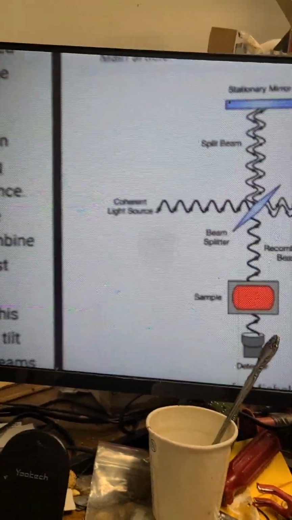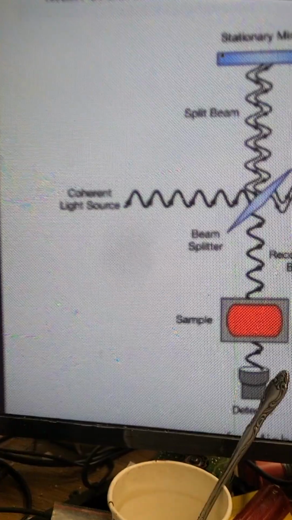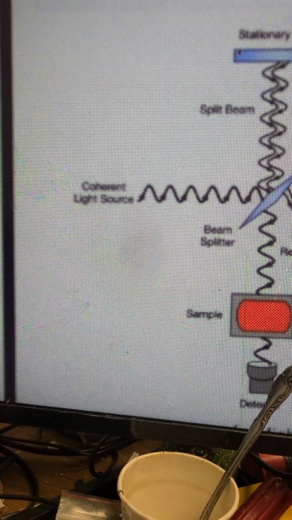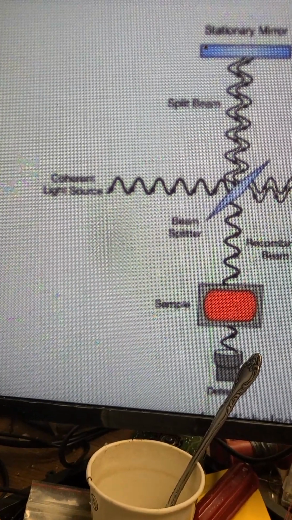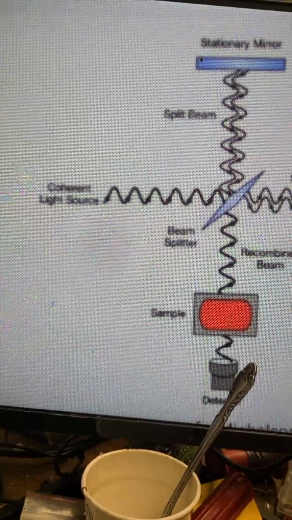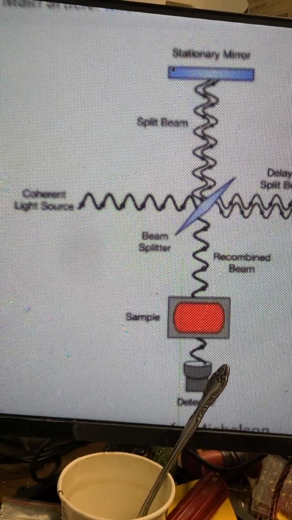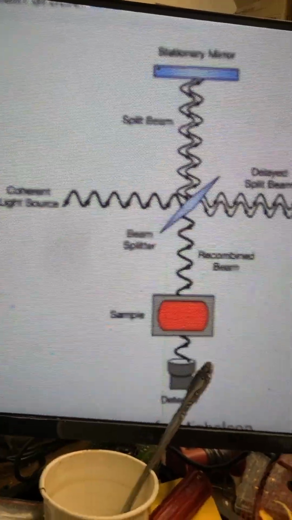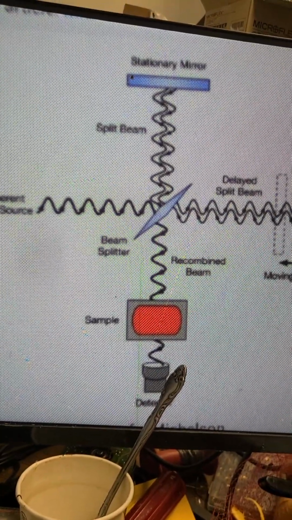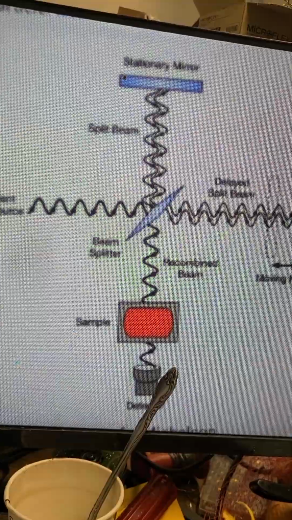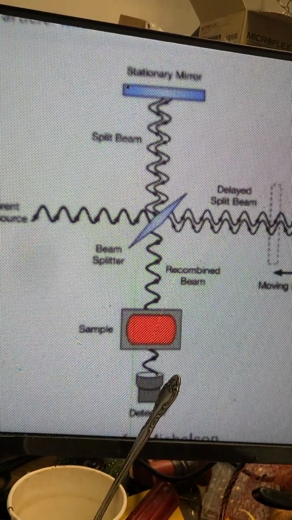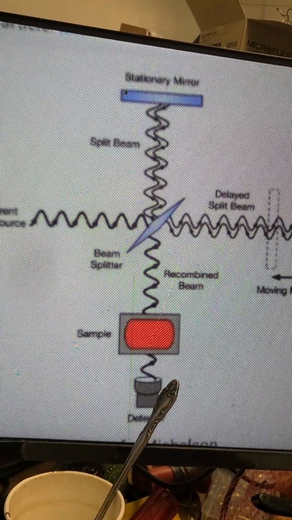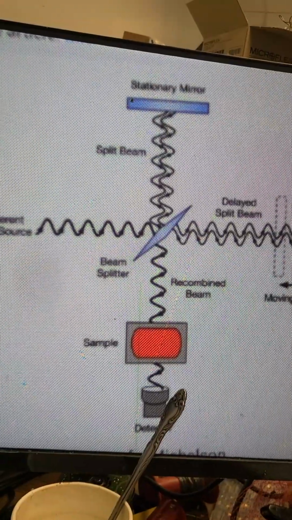It takes light from a coherent source. Coherent being, you can see that wiggly shape going horizontally. The fact that you have this wiggly shape, which can then bounce off this partially silvered piece of glass, which splits the beam, or it's a beam splitter.